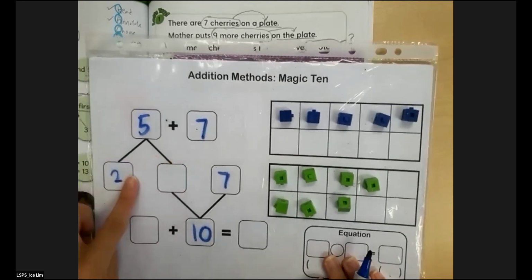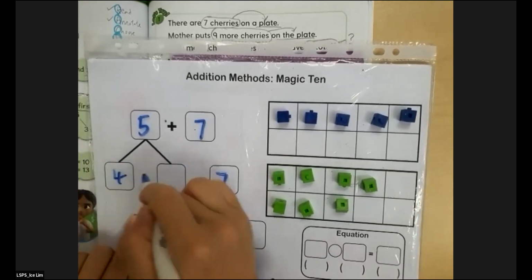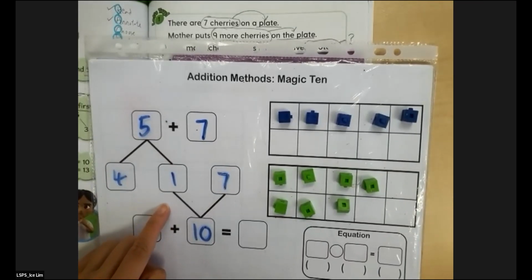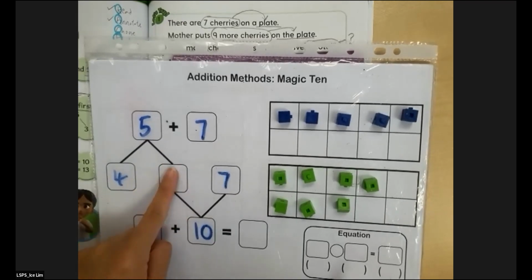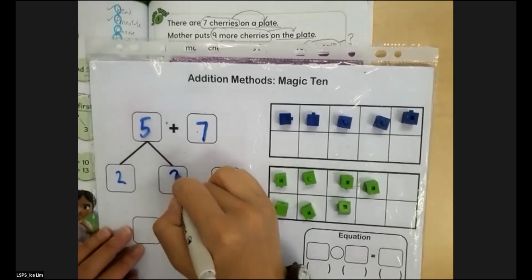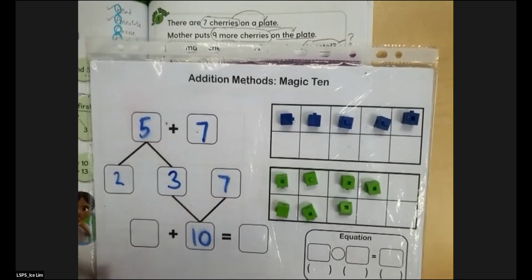If I choose to break 5 into 4 and 1, does this make 10? It does not make 10. It makes 8 instead. So I don't want to use 4 and 1 as the number bond. The number bond that I will use is 2 and 3. Why do I want to use 2 and 3? Because I want to make 10 first.